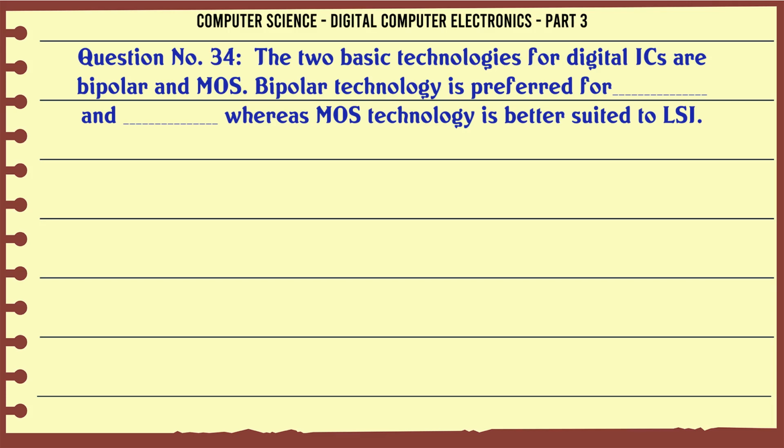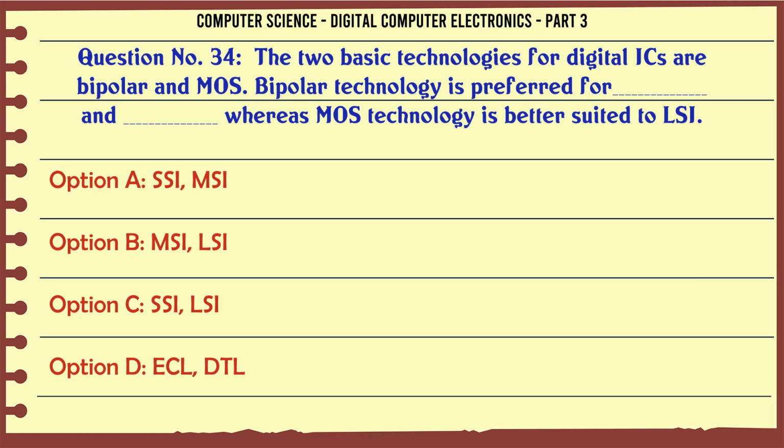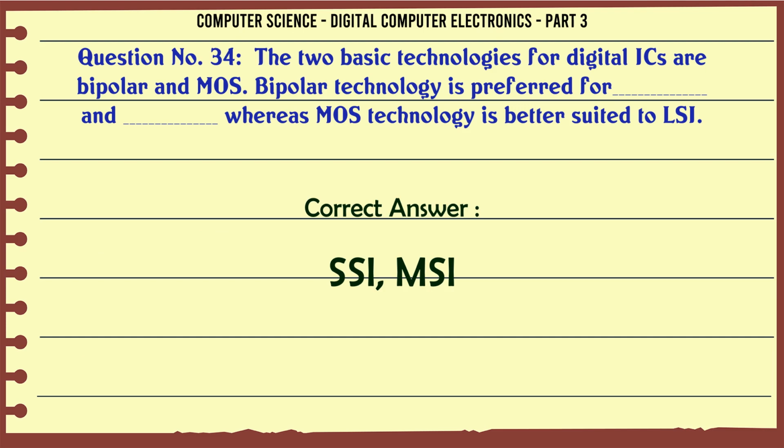The two basic technologies for digital ICs are bipolar and MOS. Bipolar technology is preferred for blank and blank, whereas MOS technology is better suited to LSI. A. SSI, MSI. B. MSI, LSI. C. SSI, LSI. D. ECL, DTL. The correct answer is SSI, MSI.